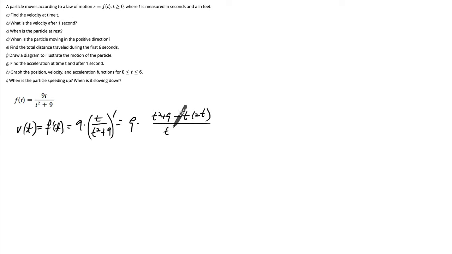For velocity, it's a differentiation of the position function. So we can leave the 9 out, and we can differentiate the t over t squared plus 9, which is going to be 1 times the bottom, minus leave the top alone, differentiate the bottom, we get 2t. Okay, and that gives you 9 times 9 minus t squared when you do t squared minus 2t squared.